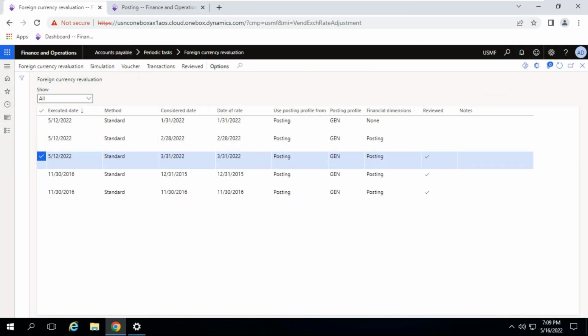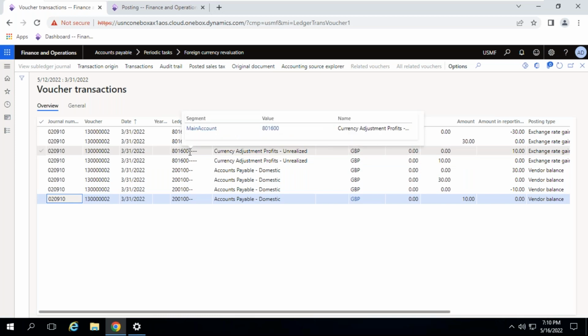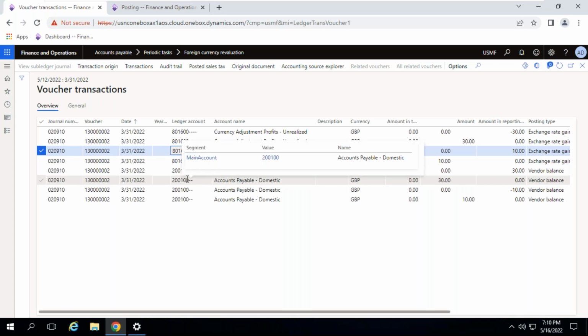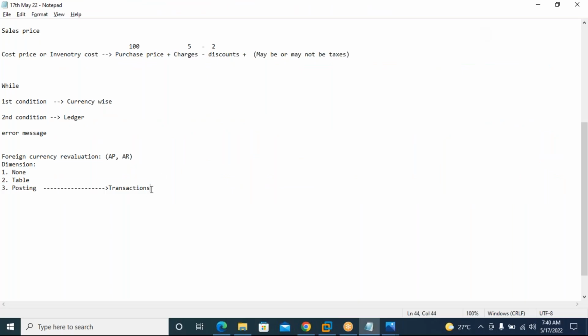If you go here, it will update with the dimensions. Like 800801600, business unit 01, department 022, business unit 02, and business dimension like 023, financial dimension. Like that, it will post. This is transactions dimension based, or dimensions in the transaction.